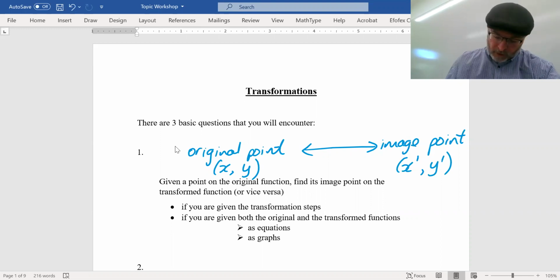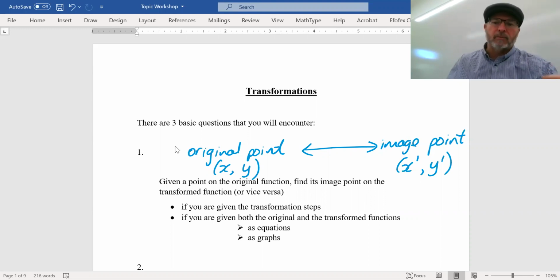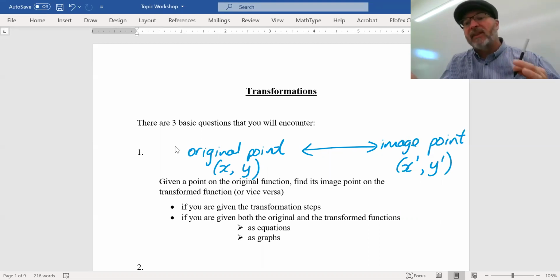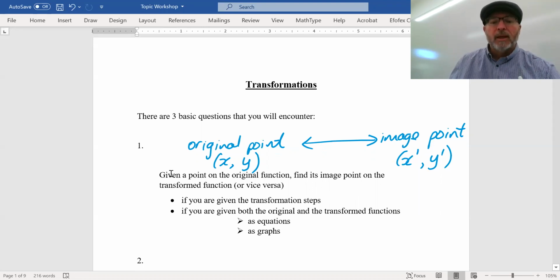So if you're given a point on an original function, you want to find its image point on the transformed function, you might be given the transformation steps, like you might be told that it was dilated by a factor of half away from the y-axis, or it might have been translated 2 units left or something like that. So you might be given that information, or you might be given both of the functions, the original and the transformed function. So we'll have a look at some examples of there.